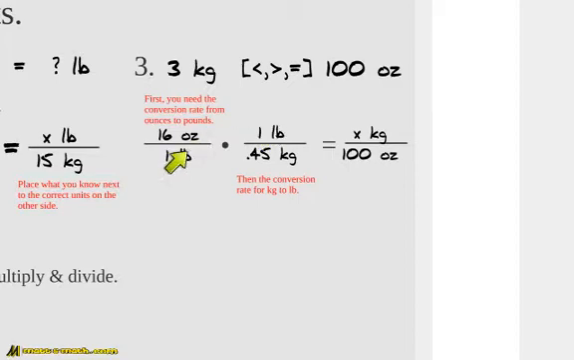So notice you have pounds on top, pounds on bottom. We're going to cross those out. We'll end up with 16 divided by 0.45. We cross multiply, divide, and then you can tell me if 3 kilograms is less than or greater than or equal to 100 ounces.